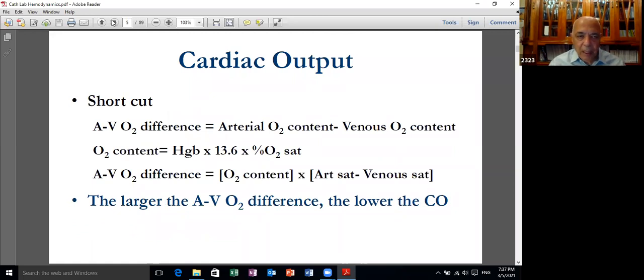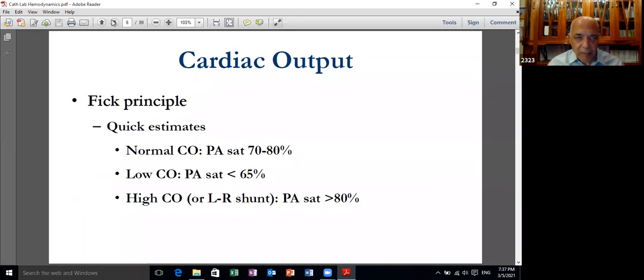Now, here, the larger the denominator, which is the arteriovenous oxygen difference, the more precise the calculation of the cardiac output with the Fick principle. So in a patient with multivalvular disease, particularly with atrial fibrillation, the Fick principle is the appropriate method, not the thermodilution. So what about the thermodilution?